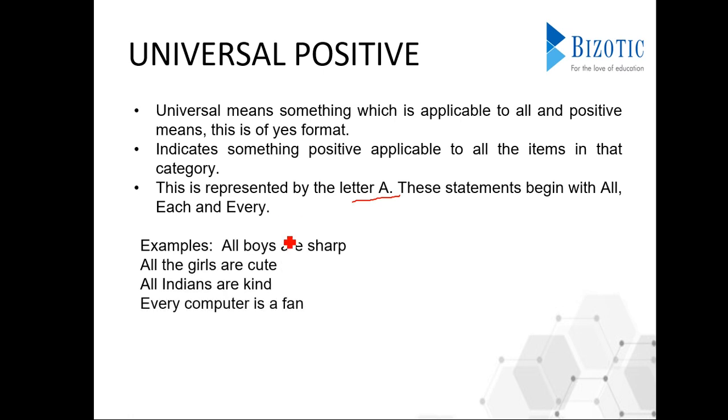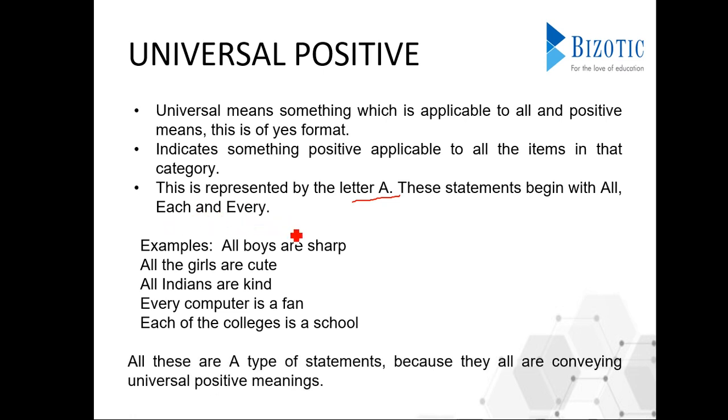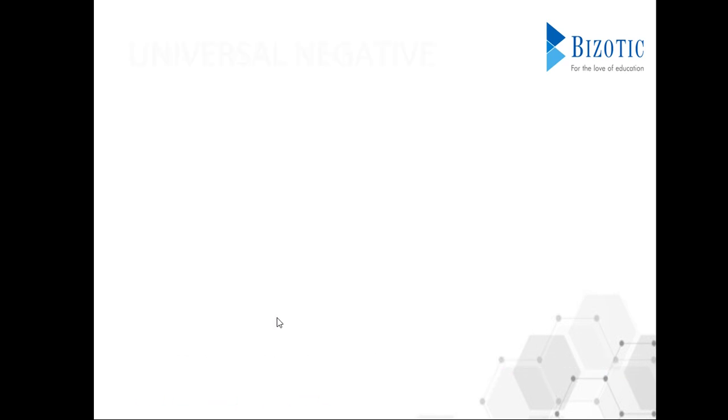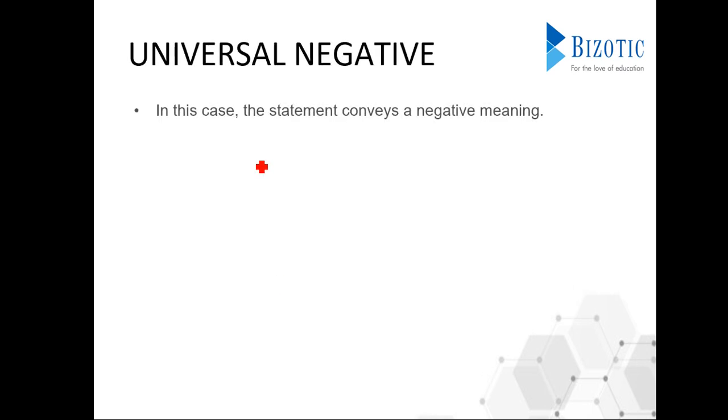All boys are sharp, all the girls are cute, all Indians are kind, every computer is a fan, each of the colleges is a school. So remember, universal positive is represented by the letter A, starting with all, each, and every. All these are A-type statements because they all are conveying universal positive meanings. Next we have universal negative.